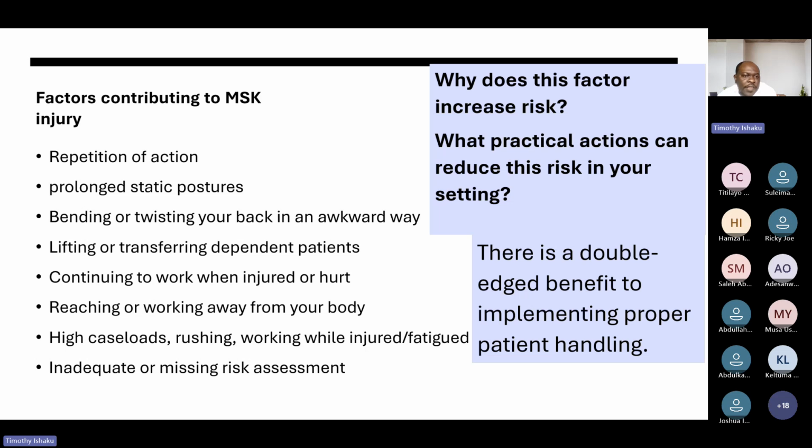Now, the question I will ask is, is there anything that anybody wants to add to the list? Anything that you think exposes you to the risk of injury? Okay.